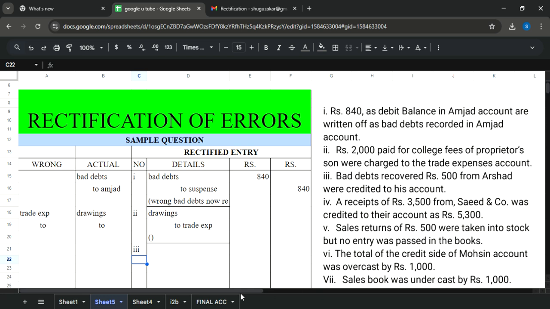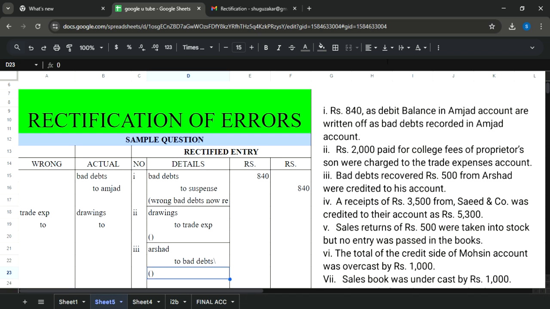So the name was Arshad. What will you do? Arshad to bad debts. I am going to repeat it. Please note it down that the actual entry of bad debts should be like this: bad debts to Arshad according to this third entry. But these bad debts are now recovered, which means they are no more bad debts. So you will have to cancel this entry. To cancel, you will make an opposite entry, and the opposite entry is Arshad to bad debts. Hopefully you will make the narration for this entry as well. In this way, our three entries are completed.